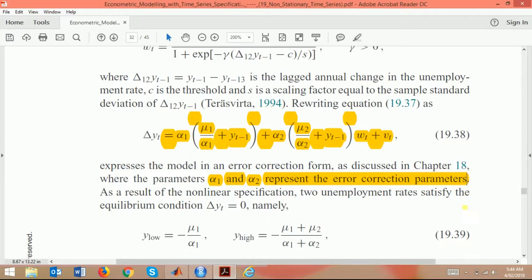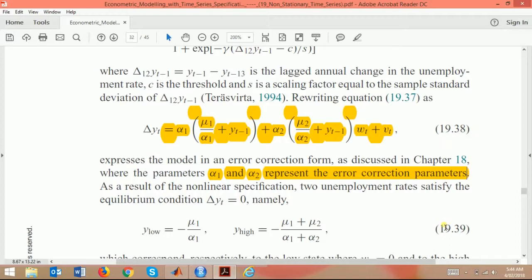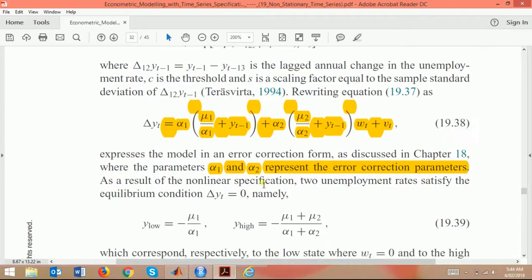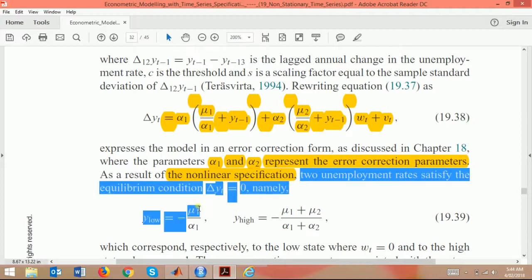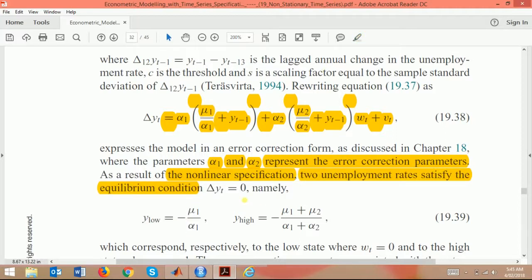Not necessary to revisit, just focus on the current one. So we have alpha 1 and alpha 2 representing error correction parameters. As a result of nonlinear specification, two unemployment rates satisfy the equilibrium condition. These two unemployment rates basically satisfy the equilibrium condition, delta yt equals 0.